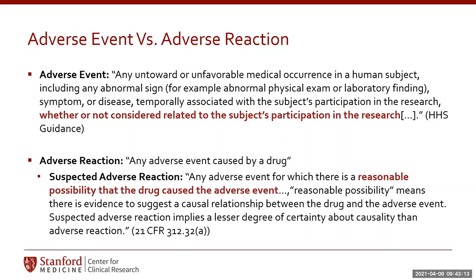And there's a clarification. Reasonable possibility means that there is evidence to suggest a causal relationship between the drug and the adverse event. And you will keep hearing me talk about this evidence, because it's important to remember that evidence is required.